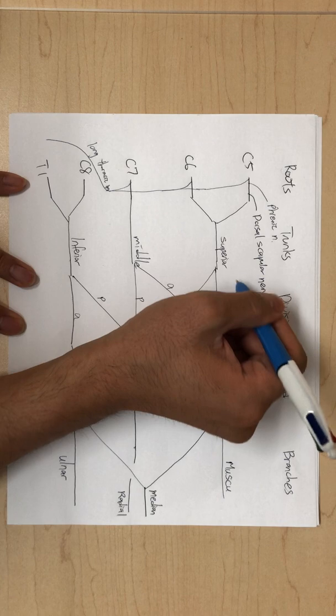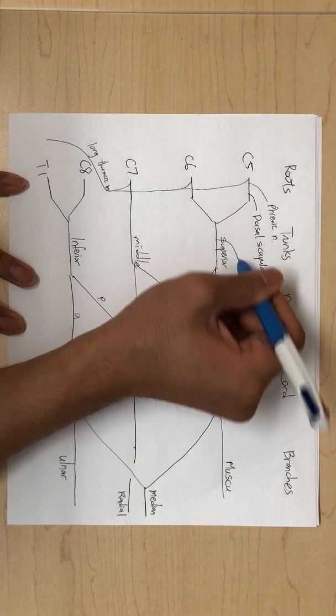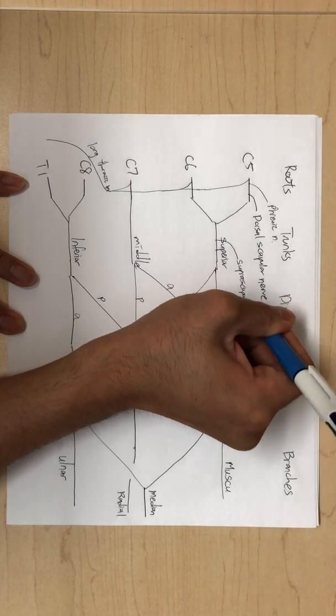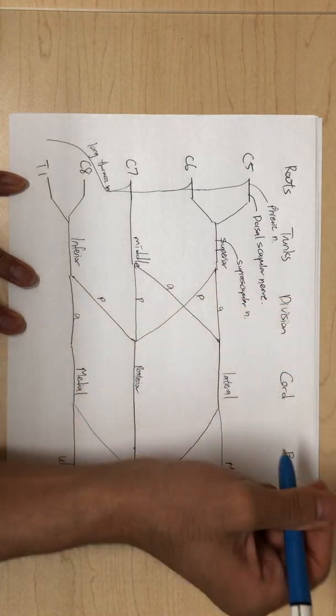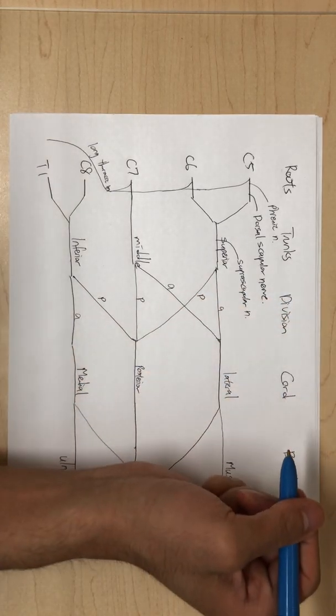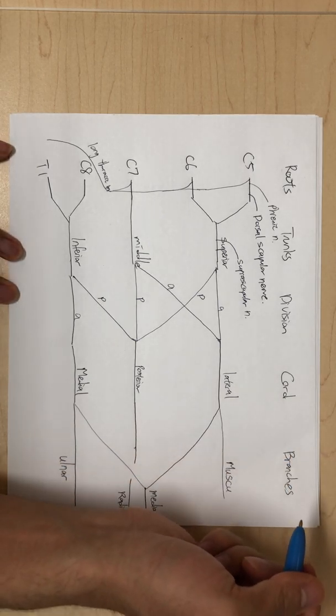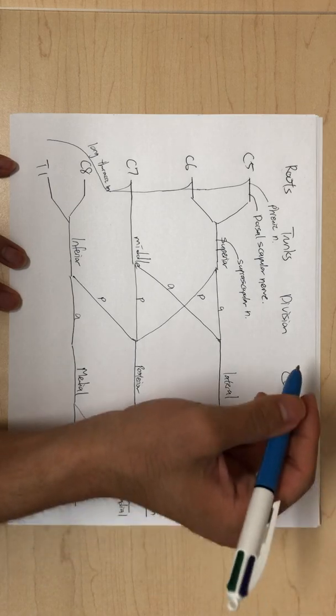And from the superior trunk, you'll get a branch out, which is the suprascapular nerve, which is classically the nerve that supplies the majority of your glenohumeral joint for shoulder surgeries.